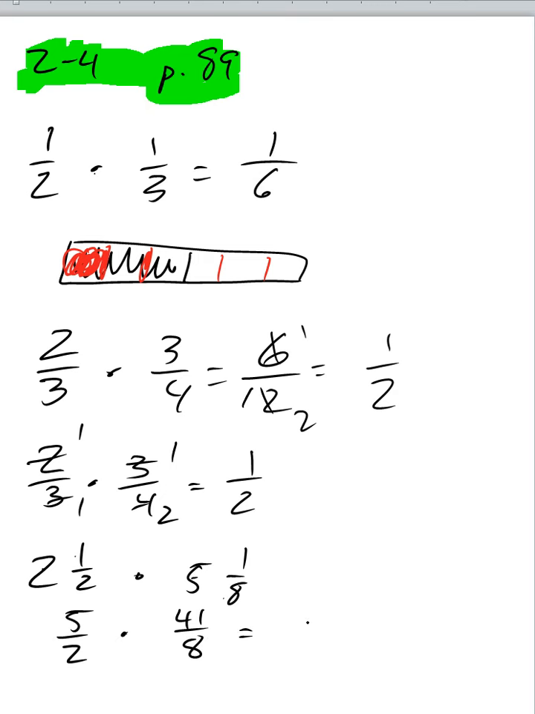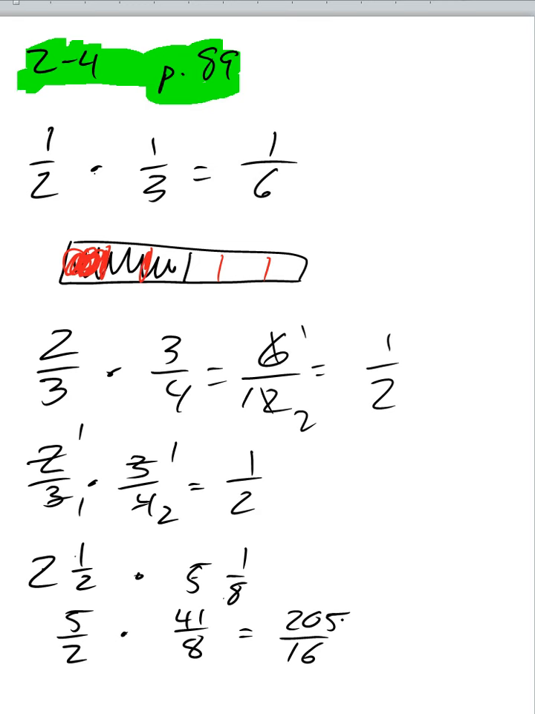Then I just have to go ahead and multiply across. 5 times 41, we'll multiply that out, we get 205, and 2 times 8 is 16. Now I look at that and I'm probably not going to reduce much at all, because the factors of 16 are 1 and 16, 2 and 8, and 4 and 4, and none of those are going to go into 205 because 205 is an odd number.